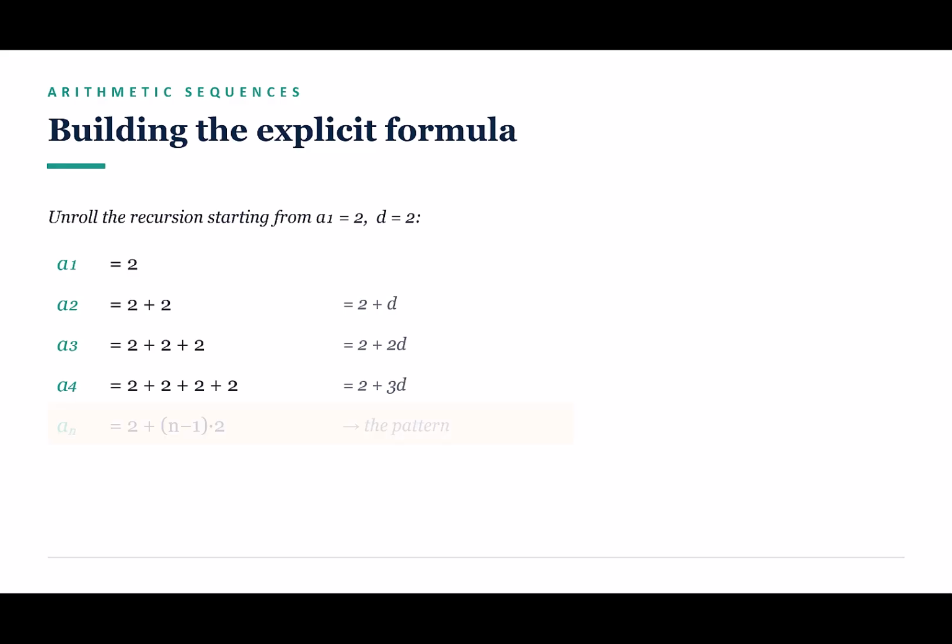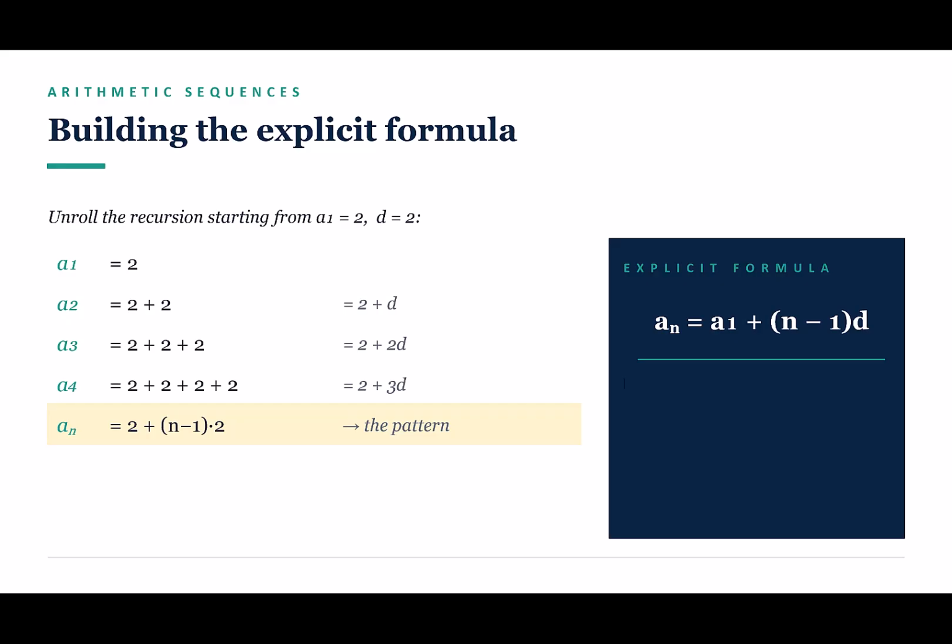Continuing this pattern, you can see that we're always starting with the first term, and then we're adding the difference n minus 1 times. This means we could write our explicit formula as a sub n is equal to a sub 1 plus n minus 1 times the difference. For our particular example, our first term was 2 and our difference was 2. So a sub n would be 2 plus n minus 1 times 2. We can expand that to get 2 plus 2n minus 2, then cancel the 2 and negative 2 to just get 2n. So if we wanted to find a sub 100, we would simply multiply 2 times 100 to get 200.